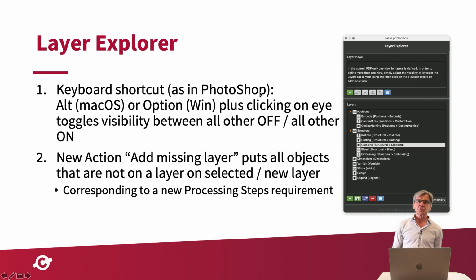But you can do it in Photoshop when you're dealing with layers. You use the Alt key and then click on a layer, and then it disables all the other layers and you will see only that one. And if you do that again, it will again enable all the other layers. So that is very convenient. And then there also is a new action that is available in the Layer Explorer that says add missing layer.